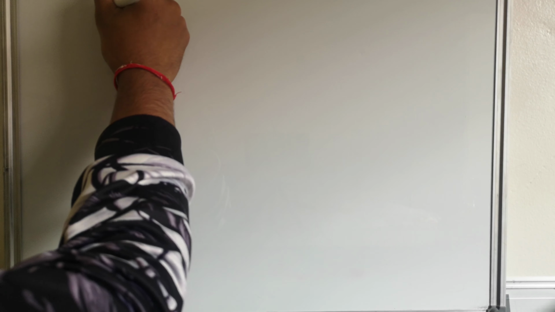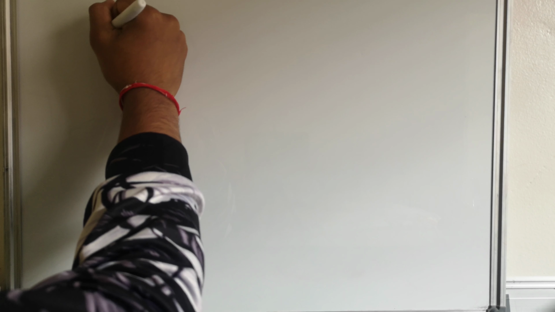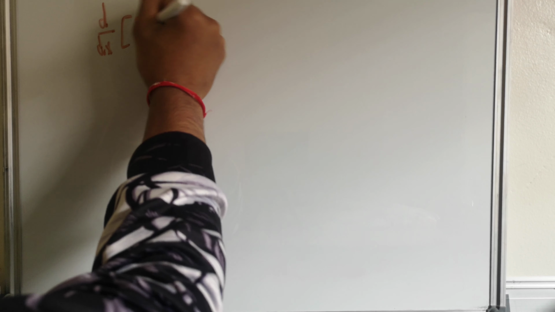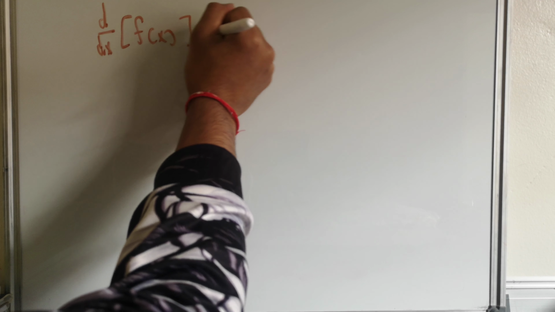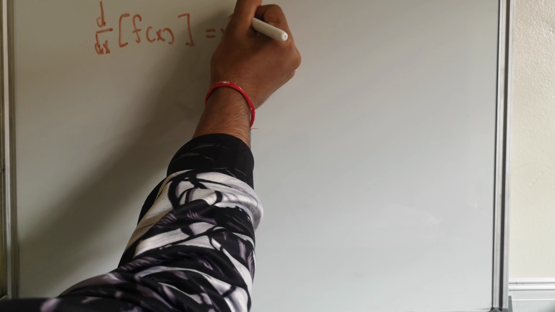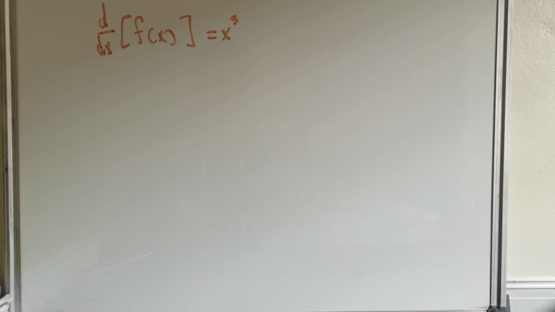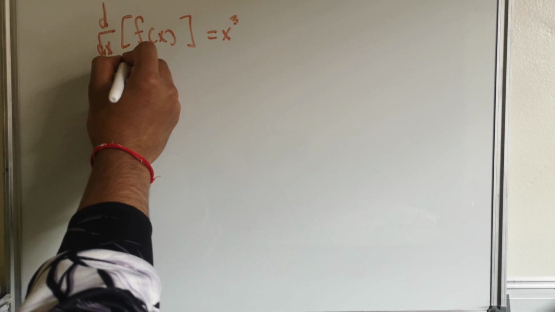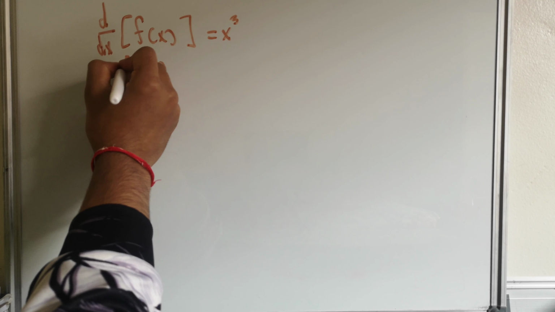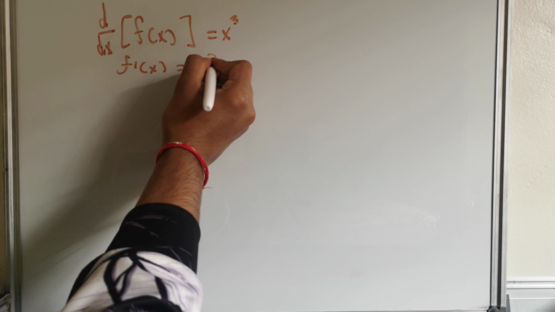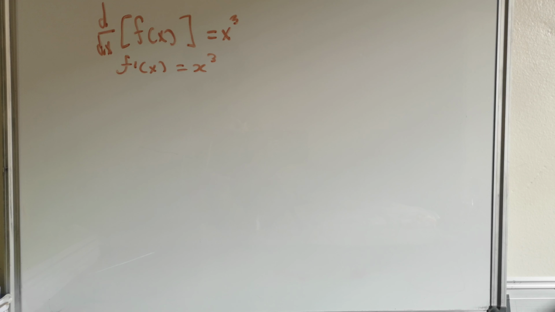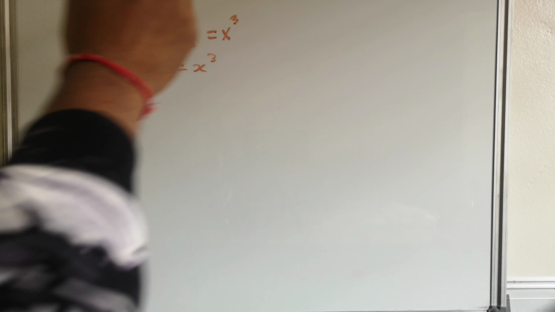So, if I gave you the derivative in respect to x of some function, let's call it f of x, and let's say the derivative was x cubed. Okay, so we know that f prime x, so the derivative, is equal to x cubed. That's your problem statement. How would you find the original function f of x? How would you find that?